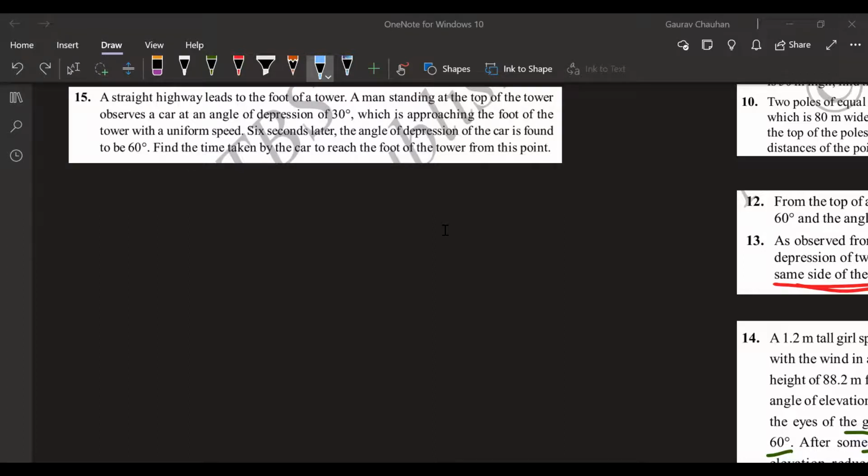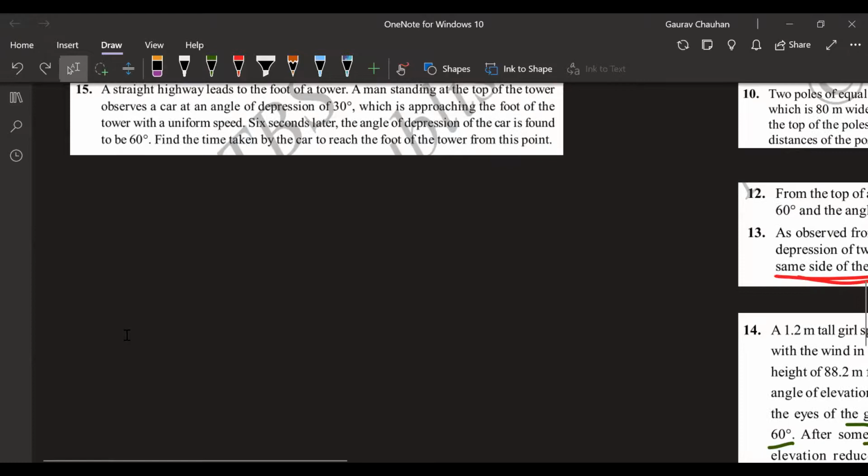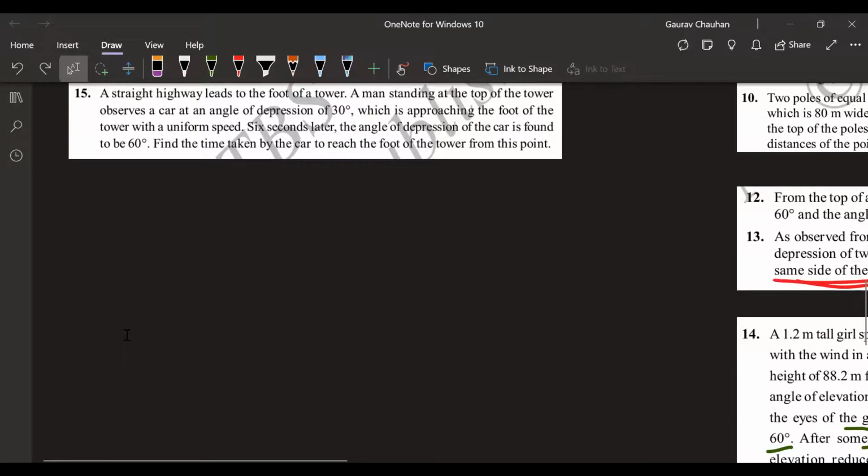And again, we know only one formula for speed, which keeps coming back to us chapter after chapter: speed equals distance by time. That's what we will end up using here also. And it's asking the answer in terms of time, not in terms of distance or speed. Then we also do question number 16, which is a simple proof, but let's do it together.